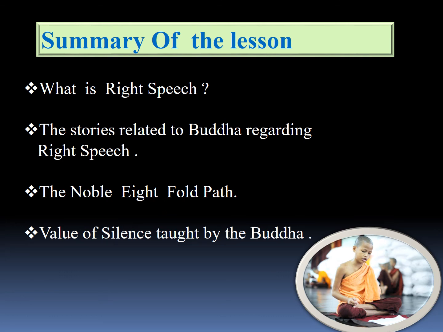Now we have come to the end of the lesson, so we'll discuss the summary today. Today we learned what right speech is, and we discussed the stories related to the Buddha regarding right speech: the story of Akkosa, the story of Angulimala and Prince Rahula. We discussed the Noble Eightfold Path. And finally, the value of silence taught by the Buddha. I hope you understood the lesson very well.